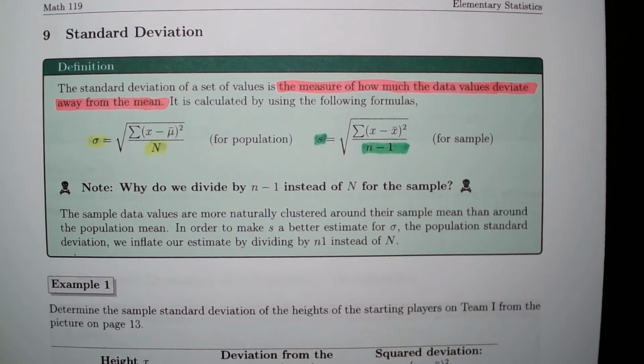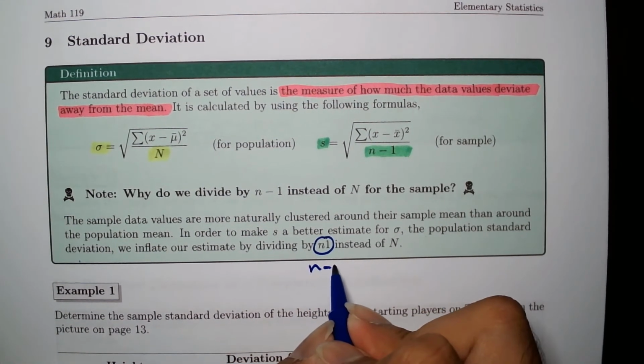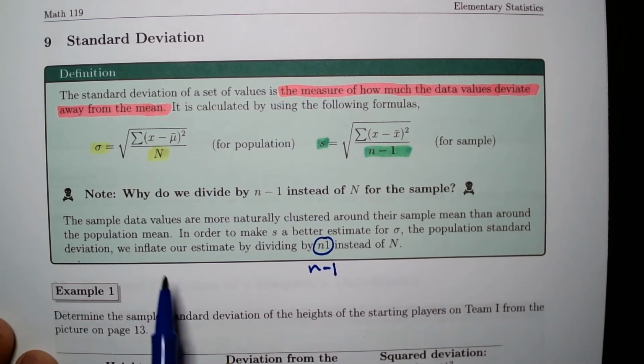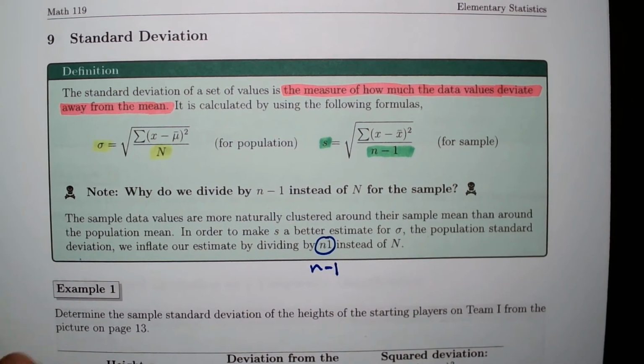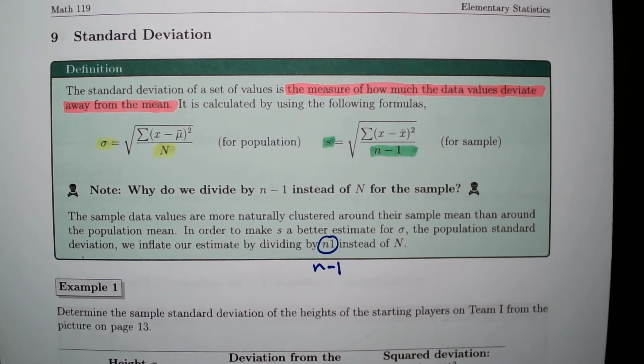It happens that data values are more clustered around the sample mean than around the population mean. So by dividing by n minus 1, there's a little typo here, this one should be n minus 1, we inflate the estimate for the sample, because most of the time the sample may not be very well representative to draw a conclusion about the population. So we divide by a smaller number to basically inflate the estimate and get a better estimate.